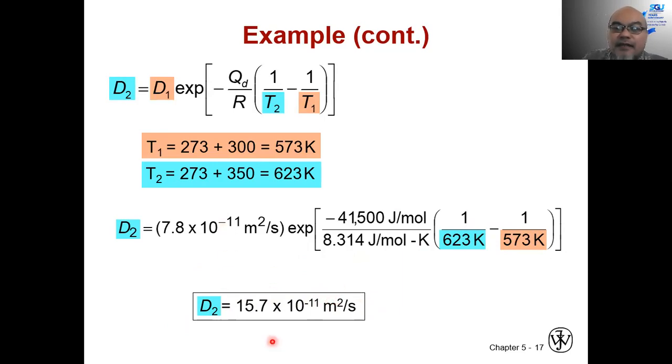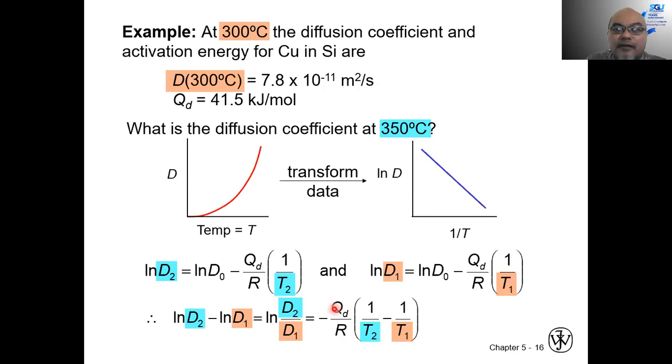If you compare the two diffusion coefficients, D1 and D2, at the higher temperature, 623 Kelvin, the diffusion coefficient becomes bigger, right? It increases. So it means that the impurities can penetrate, even in this case copper, and the host is silicon. The copper can penetrate faster into the silicon host material.